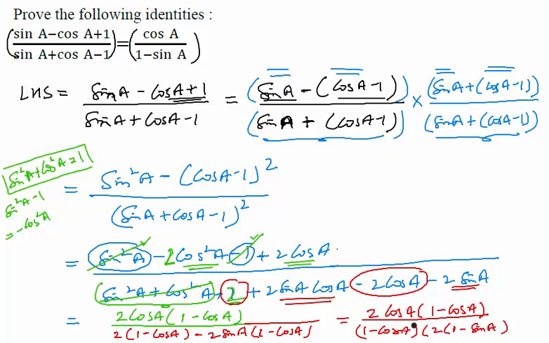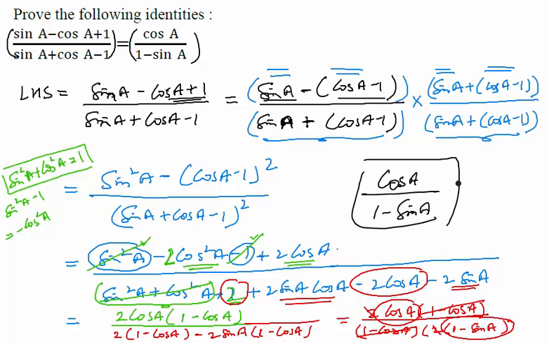So what all things are getting cancelled? The 1 minus cos A bracket is getting cancelled, your 2 is getting cancelled, so you are left with cos A in the numerator and 1 minus sin A in the denominator. So overall your expression becomes cos A divided by 1 minus sin A, and this is equal to your RHS value, hence proved.